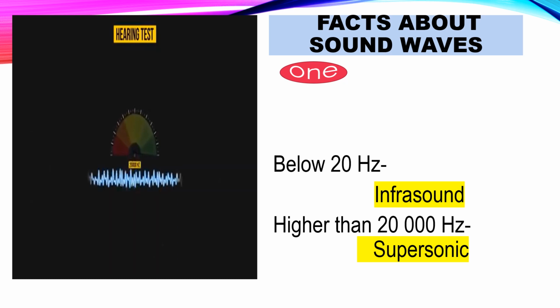So, below 20 Hz, ang tawag natin is infrasound. Higher than 20,000 is supersonic. As I said, ang kaya lang marinig ng tao is the range from 20 Hz to 20,000 Hz. Yung mababa sa 20 Hz, hindi na natin kayang marinig. Yung mas mataas sa 20,000 Hz, hindi na rin kaya natin marinig.